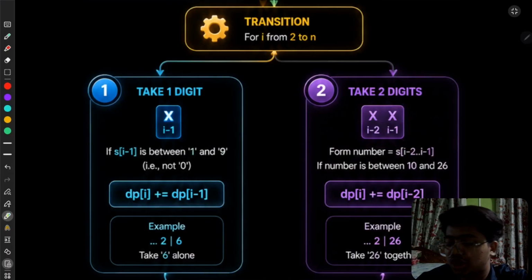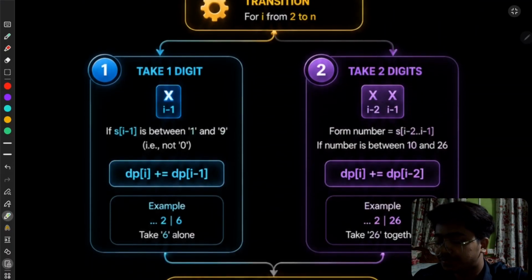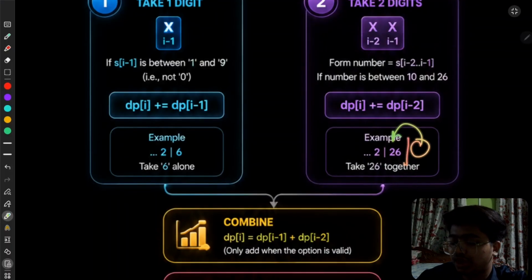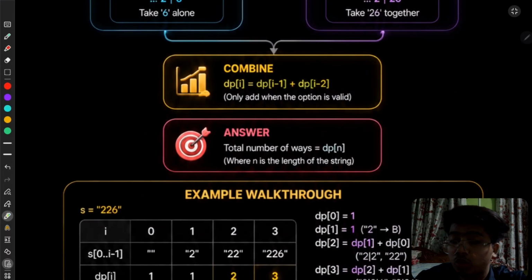I minus 2 positions. So for that scenario, we add this contribution to our current DP state, that is DP of I plus equals DP of I minus 2. This is when we take 26 together. This is the scenario when we move from this position back. Now we combine both the scenarios.